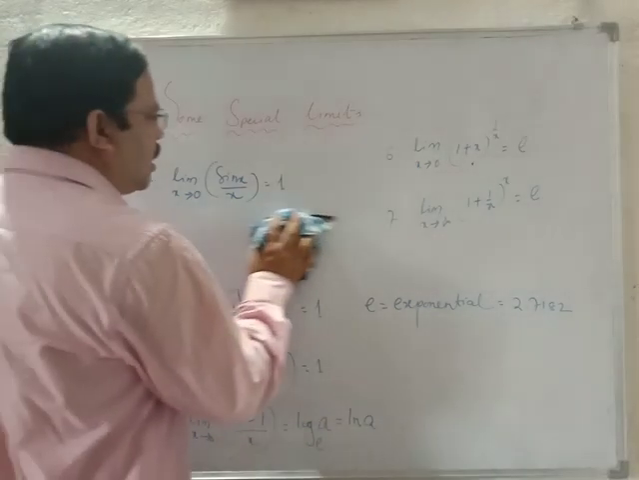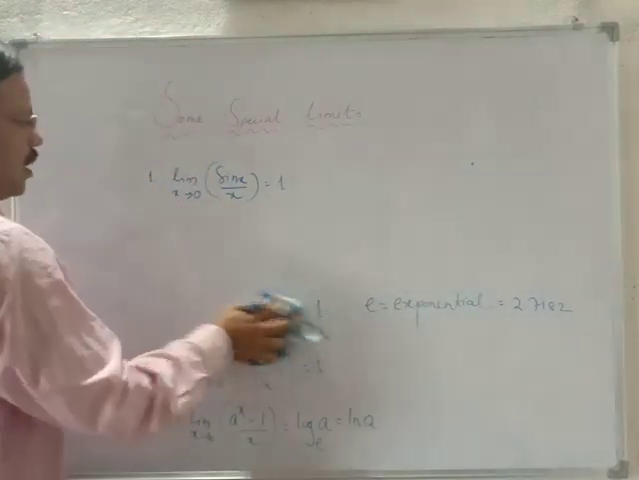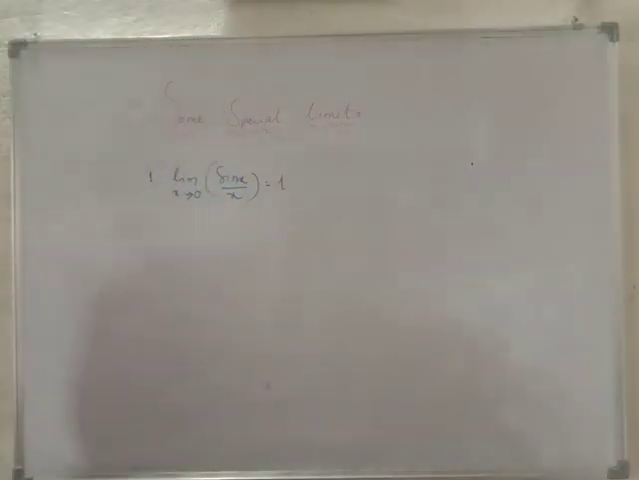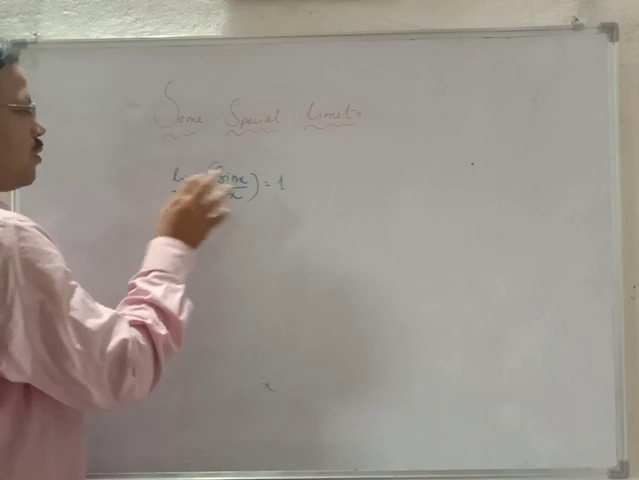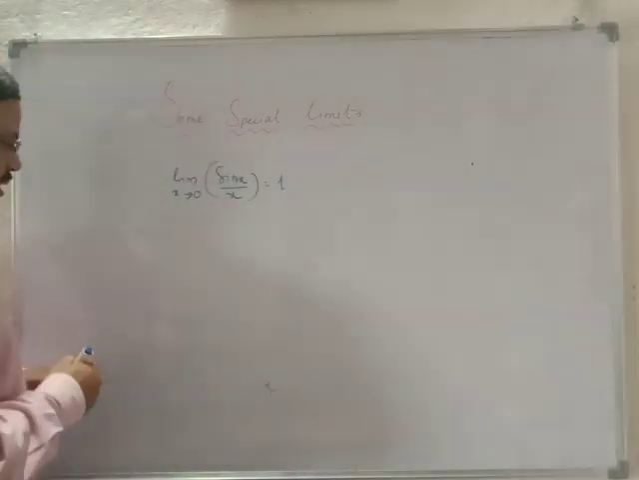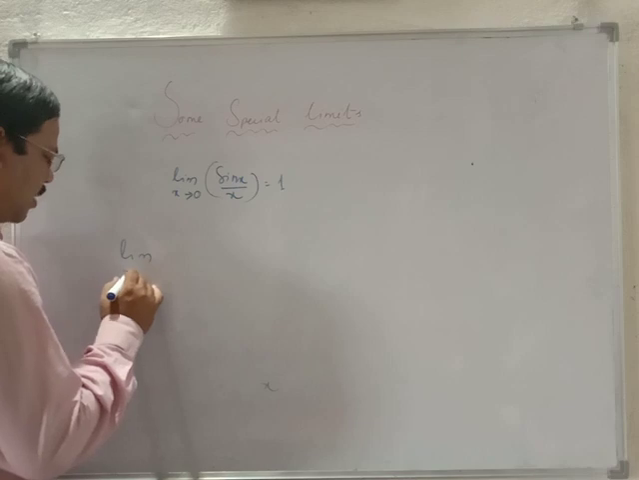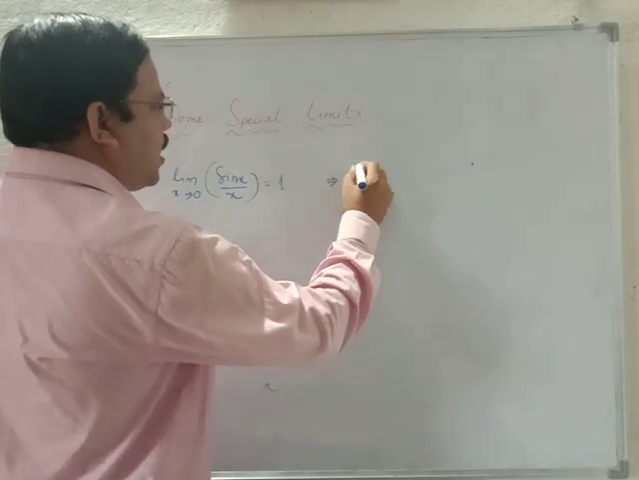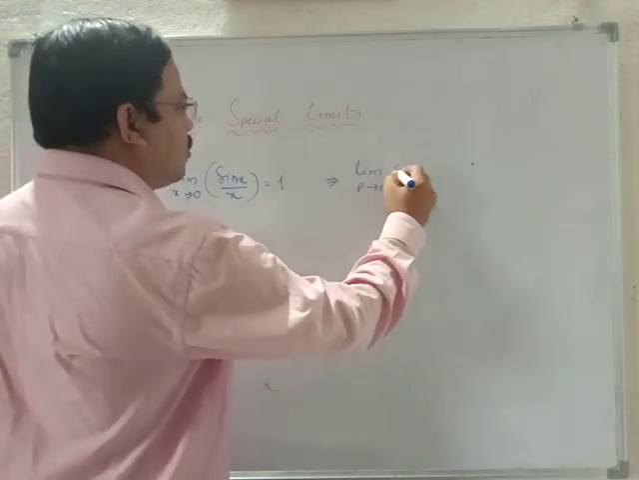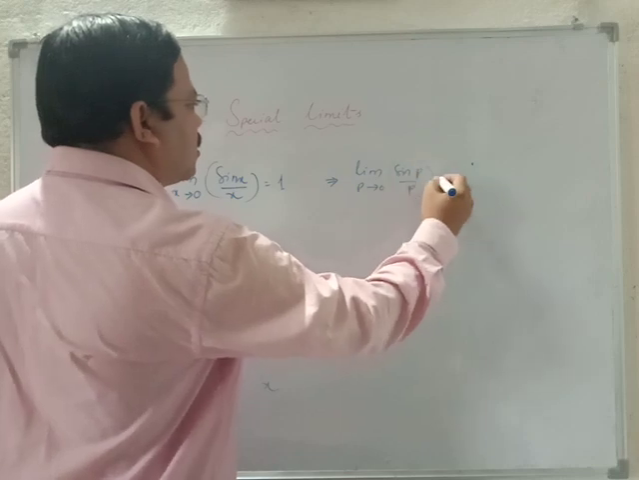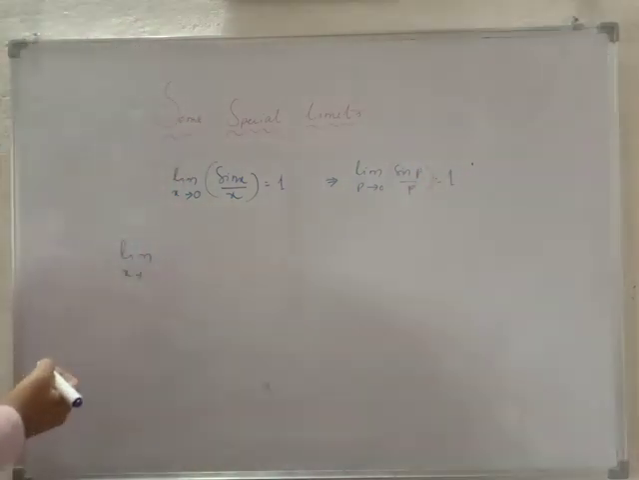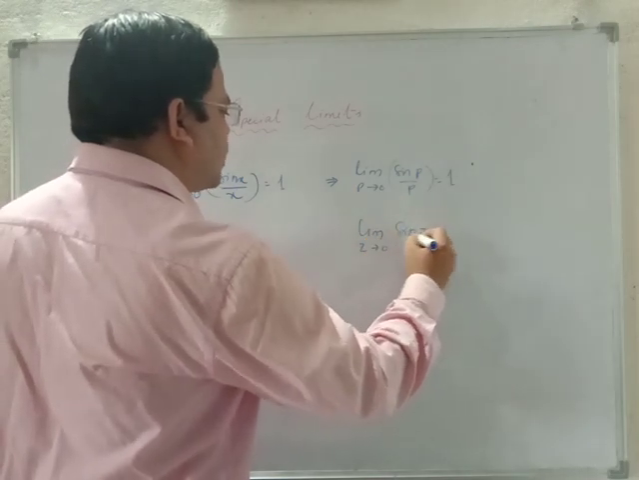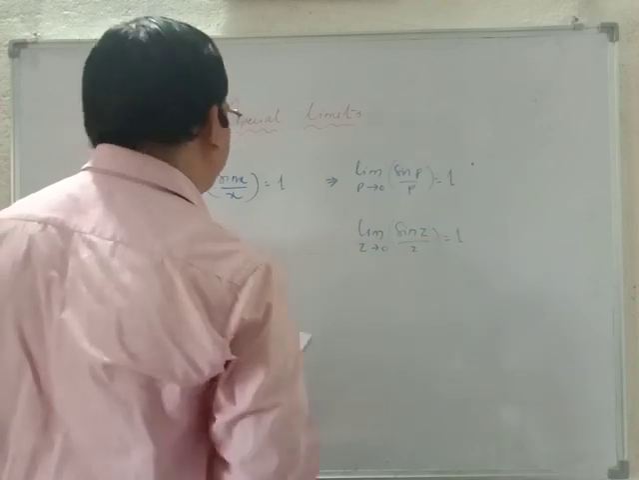For example, let us use this particular formula: limit x tends to 0, sin x by x equals 1. Using this formula we will do some problems. And one more thing to see: limit x tends to 0, sin x by x equals 1. This implies we can write limit p tends to 0, sin p by p is also 1. Now we can write limit z tends to 0, sin z by z is also 1.